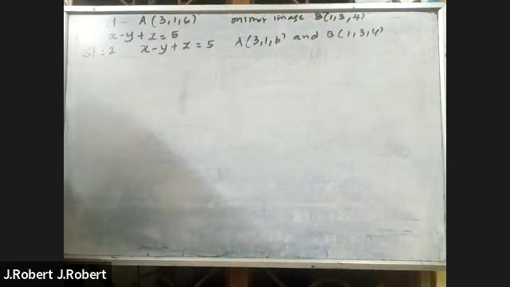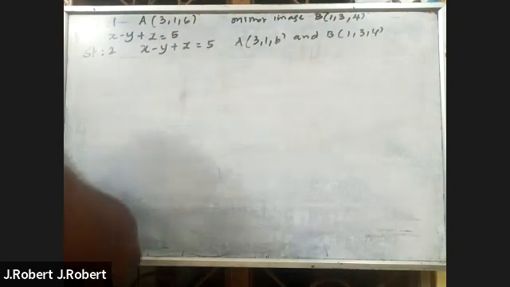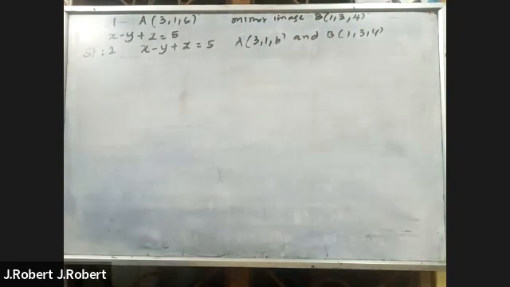Okay, once again I'll repeat the question here. Statement 1: the point A of 3 comma 1 comma 6 is the mirror image of the point B of 1 comma 3 comma 4 in the plane x minus y plus z equals to 5. Statement 2: the plane x minus y plus z equals to 5 bisects the line segment joining A of 3 comma 1 comma 6 and B of 1 comma 3 comma 4. You all listening? Please kindly respond to me, please.